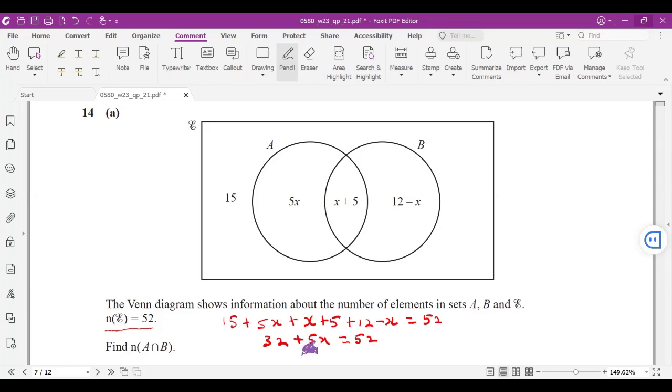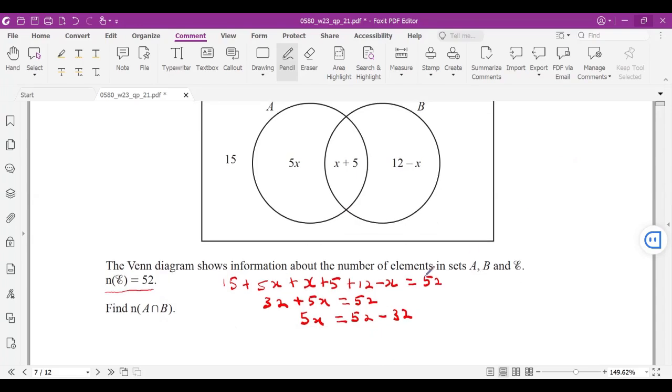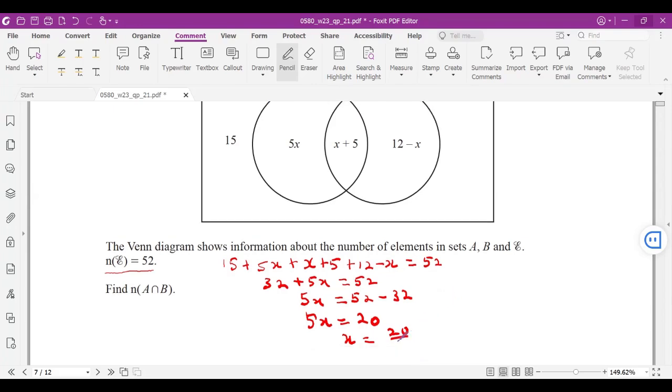So when we proceed, 5x equals 52 minus 32. All right. And then going further, we have 5x equals 52 minus 32, which is 20. And so x is going to be 20 all over 5. So x is going to be 4.